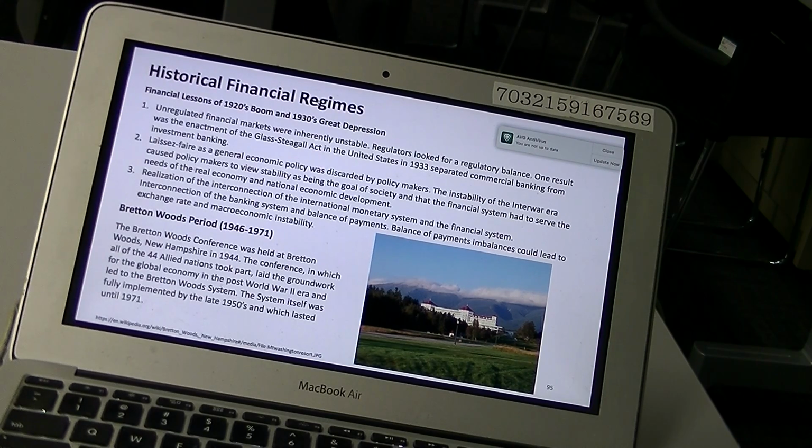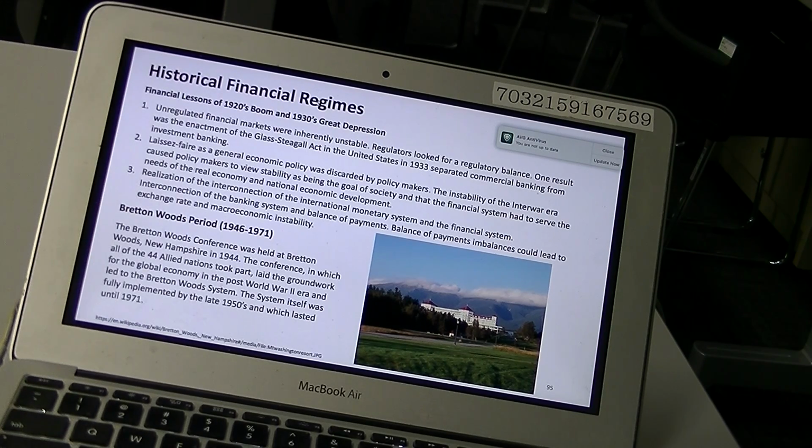Glass-Steagall was legislation that separated investment banking from commercial banking. So investment and commercial banking were separated. Commercial banks were focused on lending, investment banks focused on transactions. They were completely separate, because it was thought that the integration of the two led to the financial instability and the Great Depression.